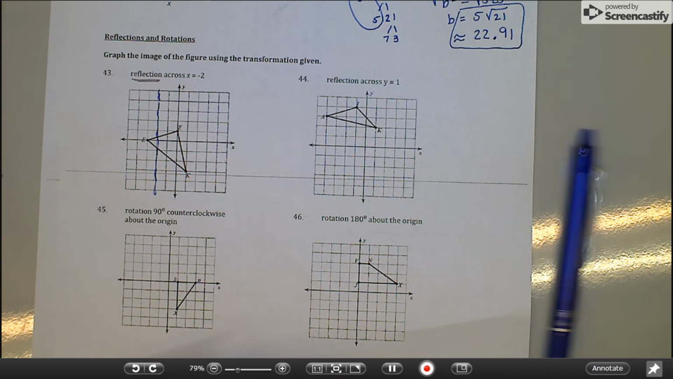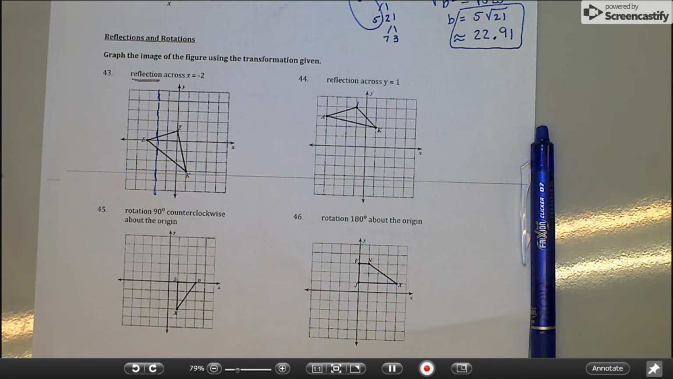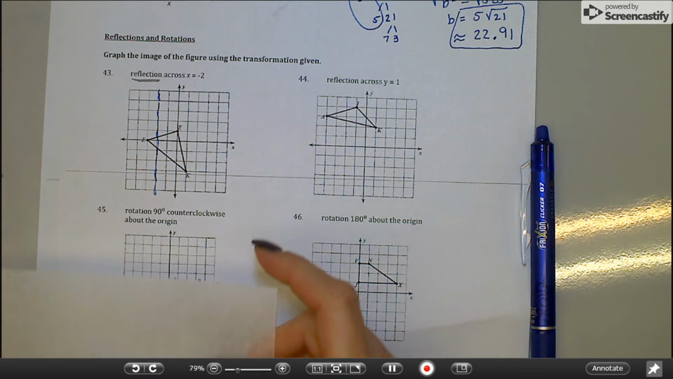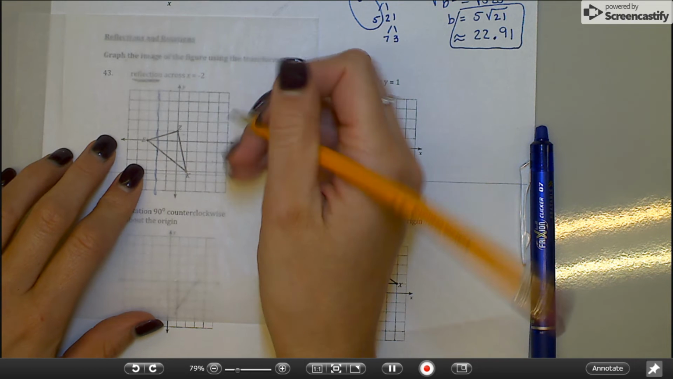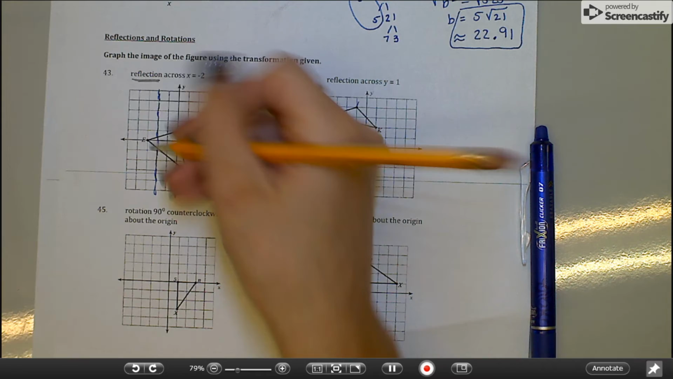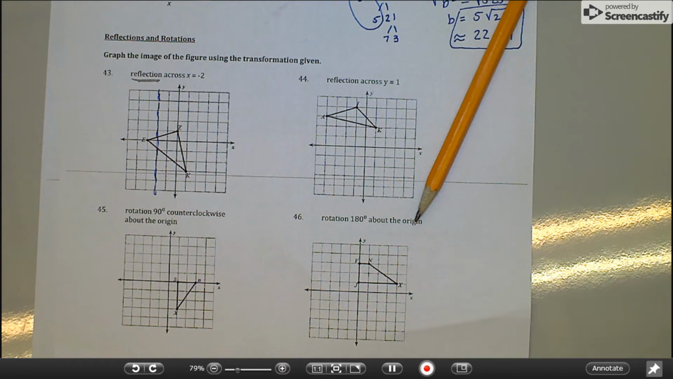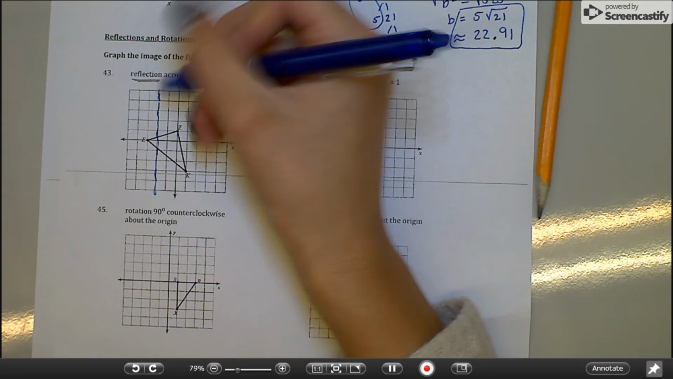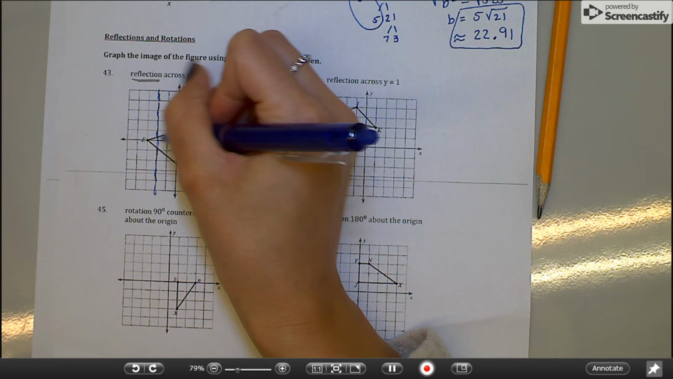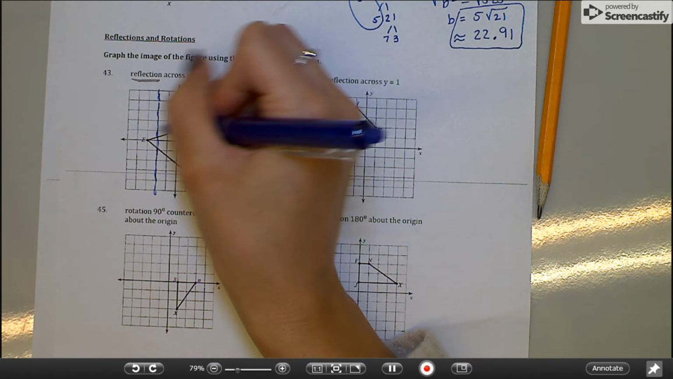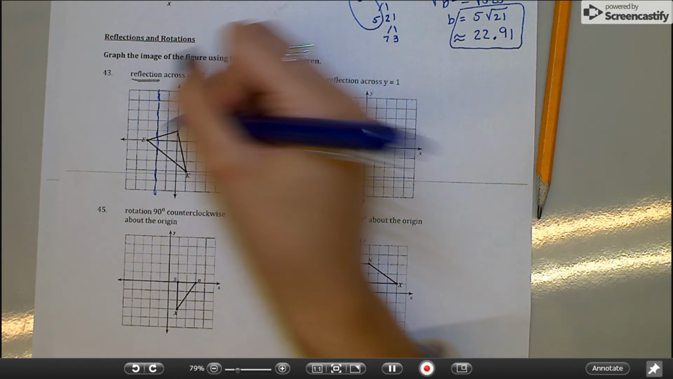Okay, so what we can do with the patty paper is, for this one, I guess you could use the patty paper. I might actually, for this one, just reflect the points. Maybe when we get into rotations, it would be easier to use the patty paper. But we're just going to reflect each point across this line, meaning that the amount of units that it is left or right of it, it will be on the opposite side.